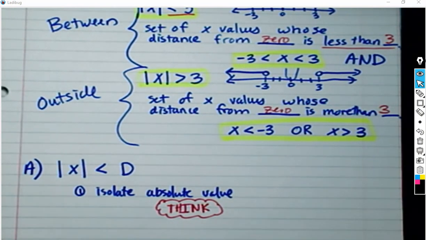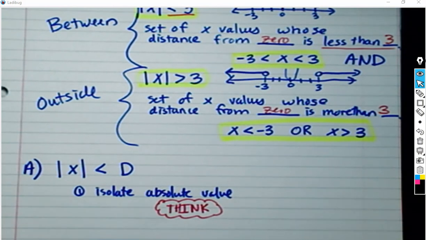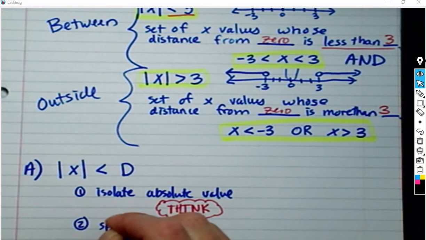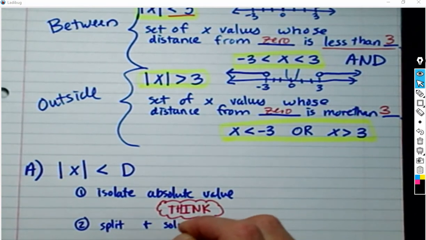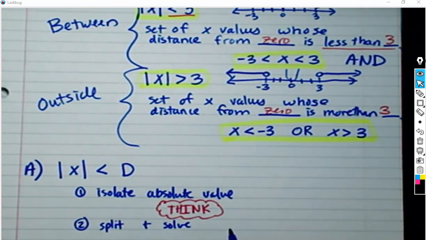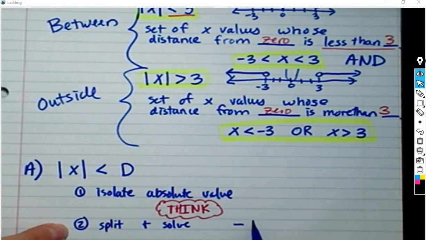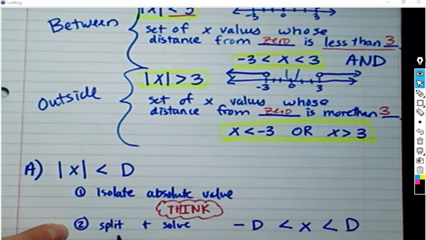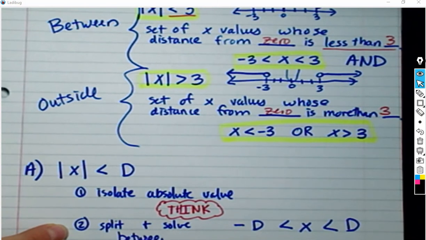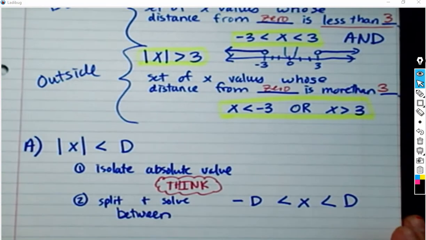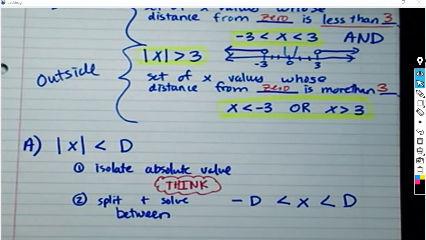Can distance be less than, right? Can absolute value be less than something? Make sure it makes sense before you continue. And then we split and solve. Same steps as before, right? It's just how you're setting it up. Split and solve. Okay, so how do you split this? Negative distance less than. You put the x's between because it's the less than. That is how you set it up.